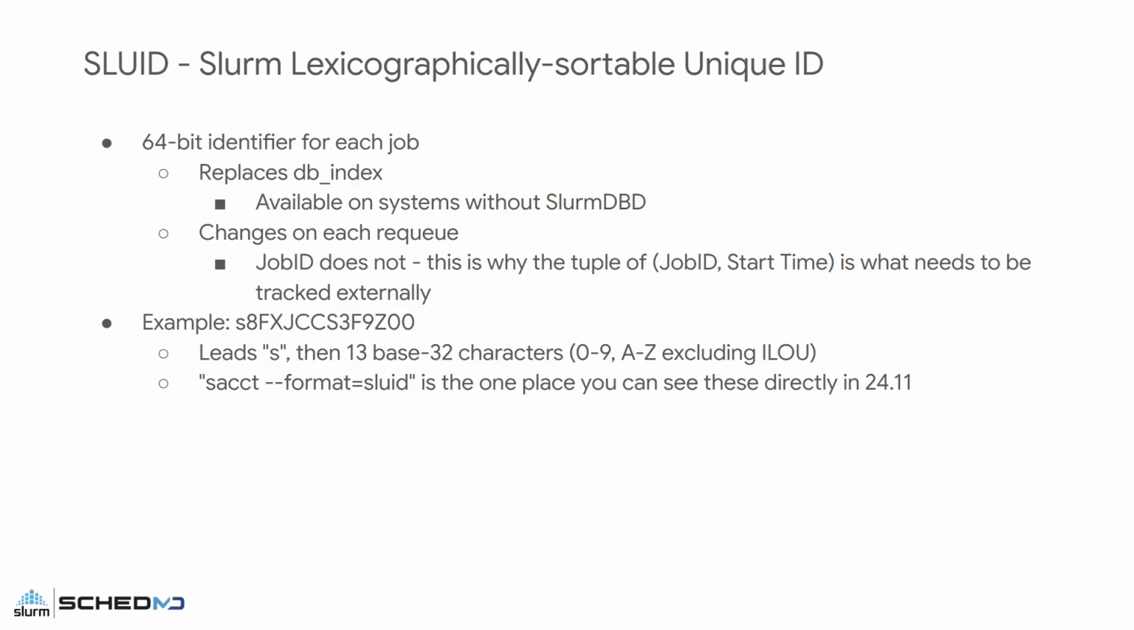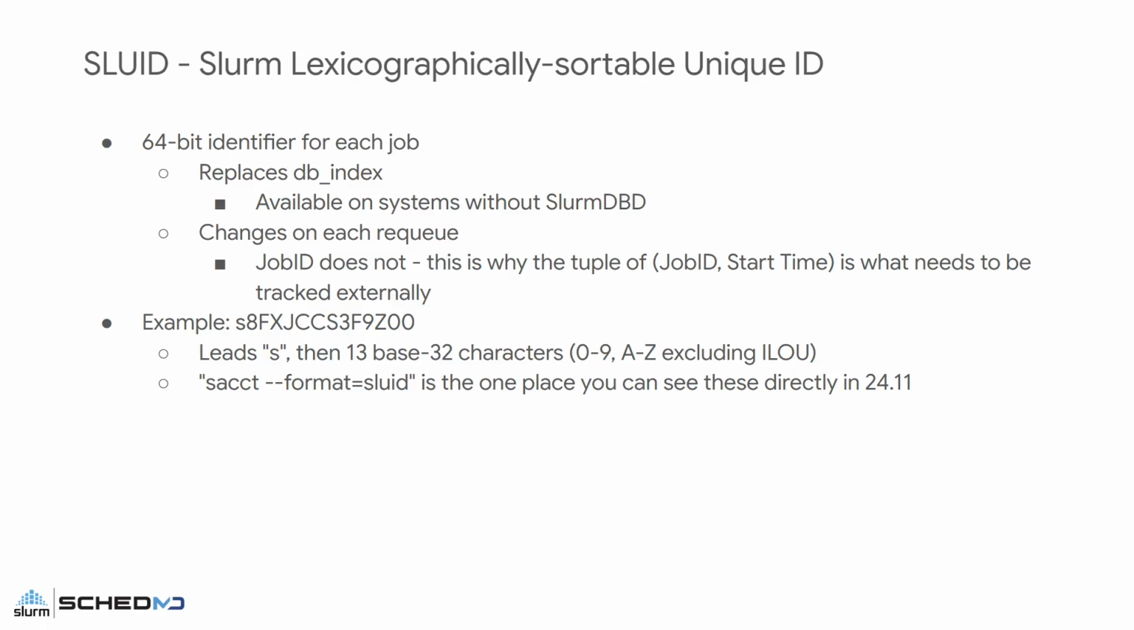It's an identifier that also then interacts and integrates into the database. It replaces something that used to be called the DB index value. But this is also available throughout. It's not tied to that DB index value, and it's generated directly by the Slurm controller. It's not something that is retrieved later on from the Slurm database. Again, a key part of this is it will change on each requeue.